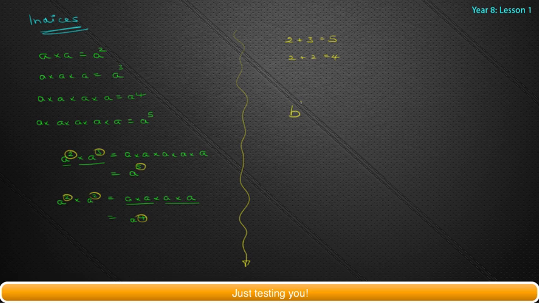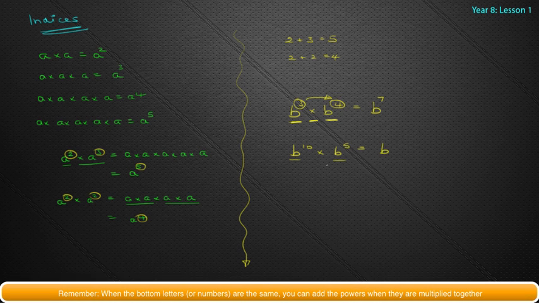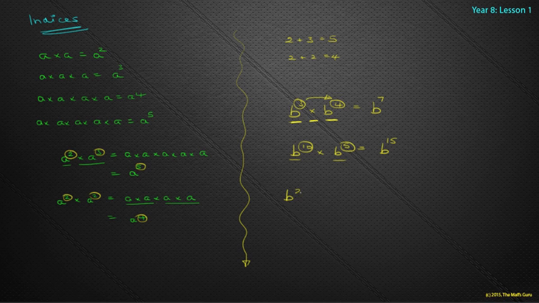So if I have b cubed times b to the 4, so long as these bottom letters are the same and there's a times in between them, I know that the answer must have something to do with adding these two numbers together. And that's true. That becomes b to the floaty 7. Ooh, what about b to the 10 times b to the 5? Well, are the bottom letters the same? They sure are. So I can do this, and I can just do 10 plus 5 is 15. This power stuff is great. What about b squared times b cubed times b to the 4? Well, does that work? Well, of course it does.